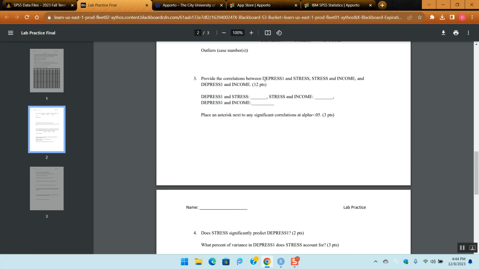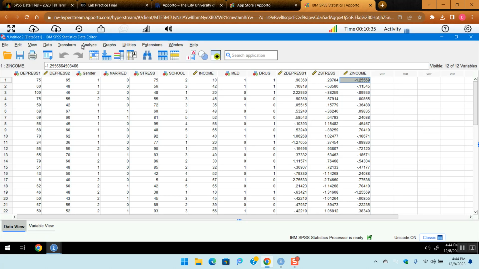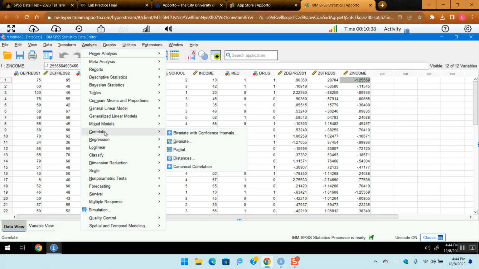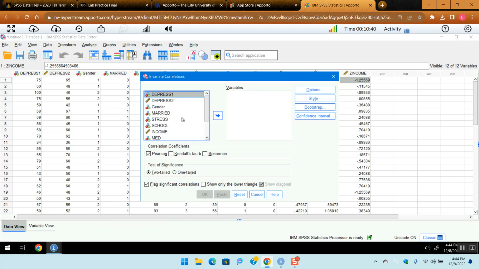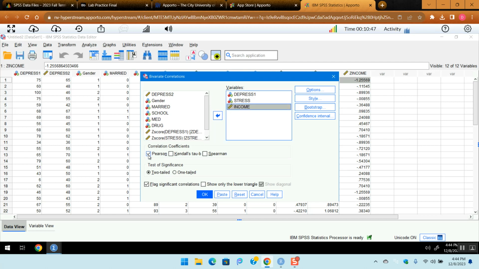Significant correlation. So find the correlation between depression, stress, and income. Analyze, Correlate, Bivariate. Let's do depression, stress, income. Make sure you have Pearson checked, and then flag significant correlations. I'm going to do show lower triangle so that you don't see duplicates. That gets rid of the duplicates. And then the asterisk will be for the significant ones, so you just have to look for the asterisks here. Hit OK.